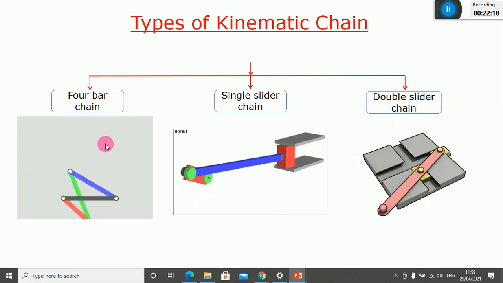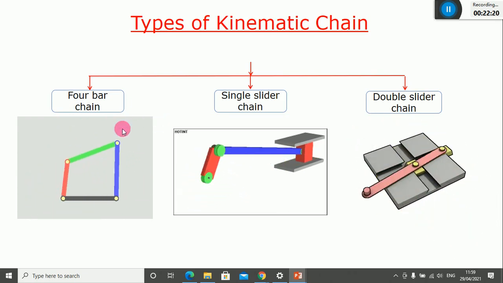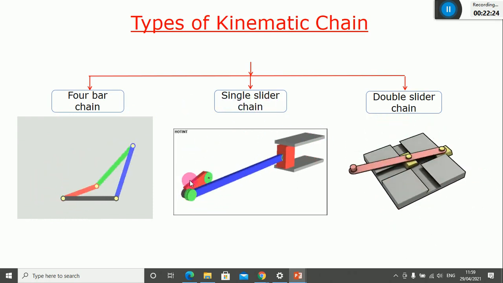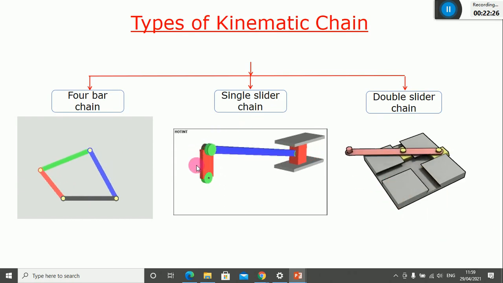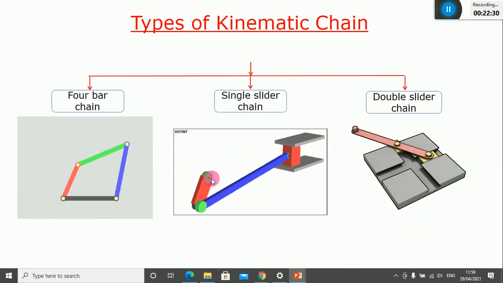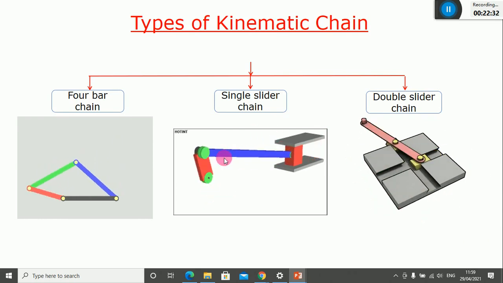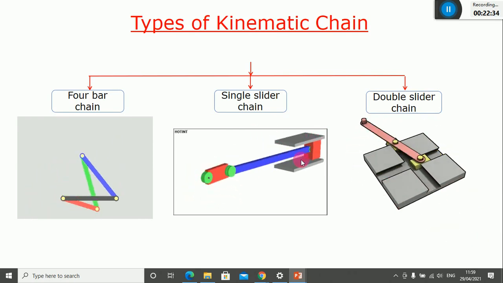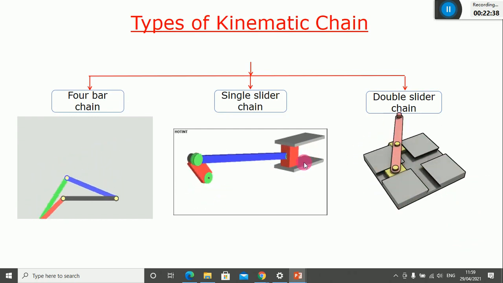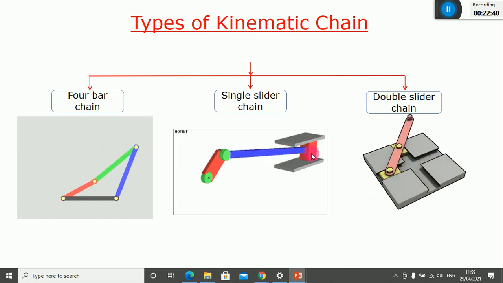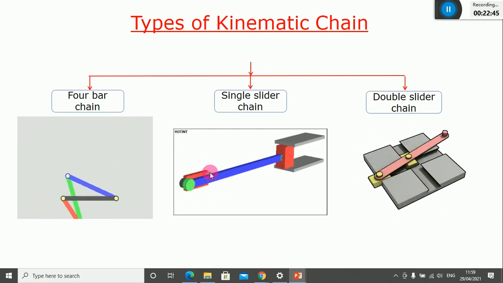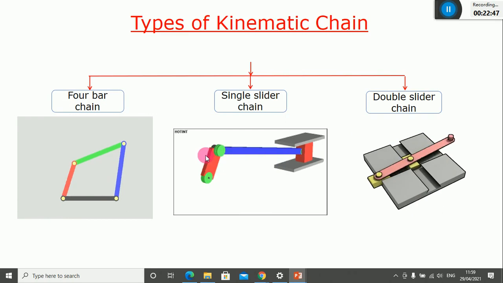And when you're going to modify this 4 bar chain, you'll get a single slider crank chain, similar to your IC engine. Your IC engine is made of this kind of chain, single slider crank chain. There's a crank, there's a crankshaft, there's a connecting rod, blue color, and this red color is nothing but piston. You can call it as a slider also. It is having a sliding motion. Just check all other parts, they're having a rotary path. At the joints you can see they're having a rotary path.